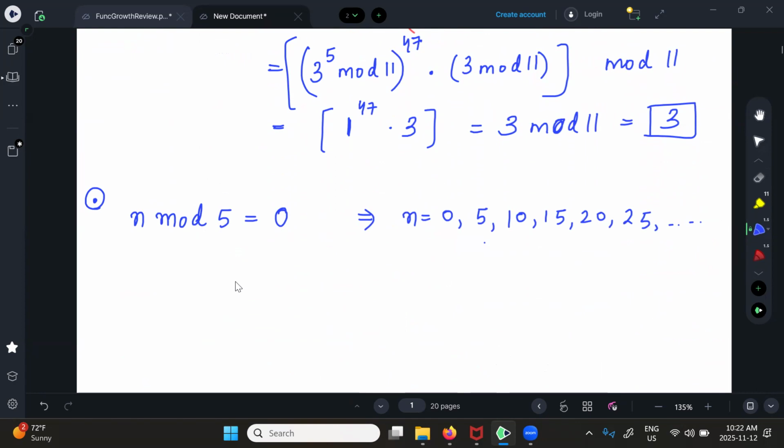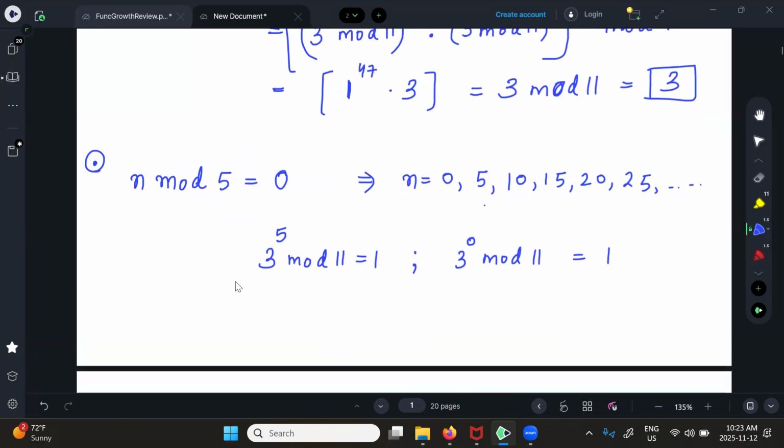Make sense? Now I know 3 to the power 5 mod 11 is 1. Let's check. 3 to the power 0 mod 11 is again 1, because anything to the power 0 is 1. These are just trick questions, but if you just do at least one of them from the PDF, you will be aware if you see another one in the exam.